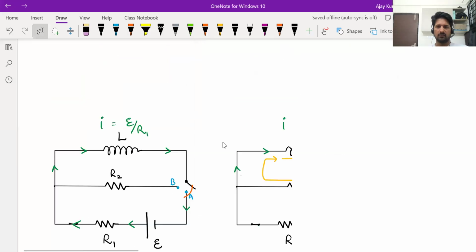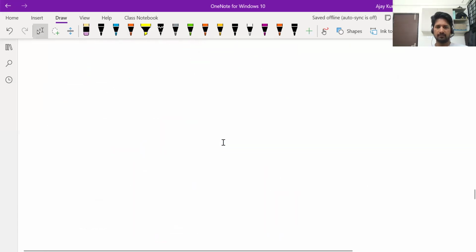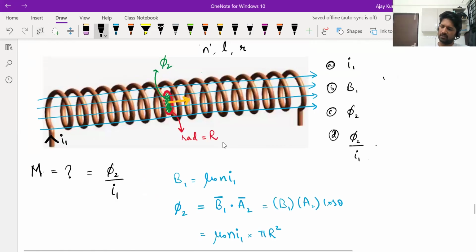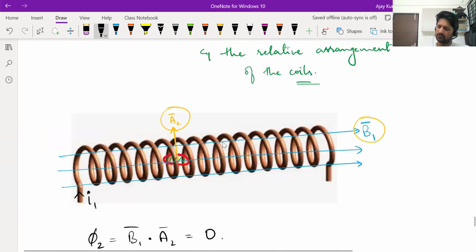Long solenoid and a circular loop inside it. Okay. In this case, we got one mutual inductance. In this case, we got mutual inductance to be 0. Okay. So yeah, it depends on the arrangement of the coils. What else?